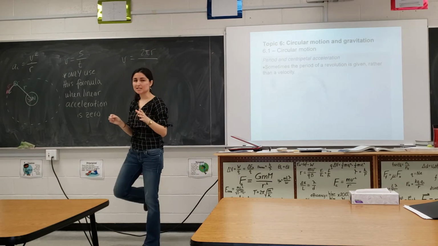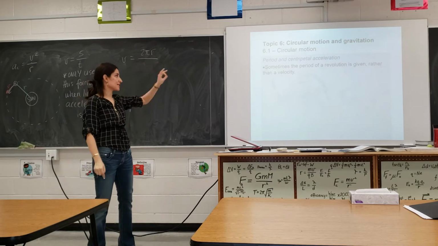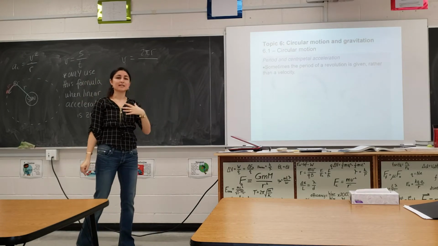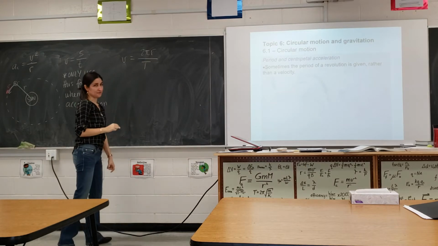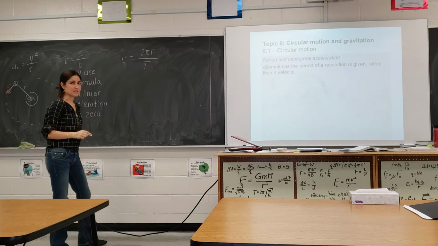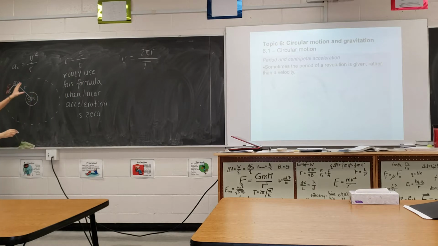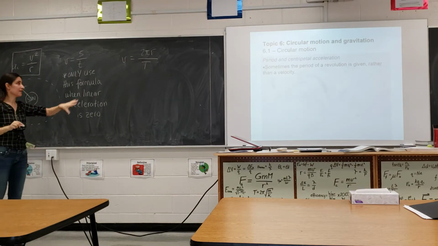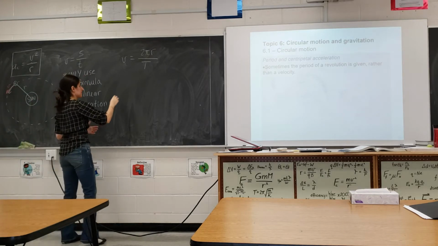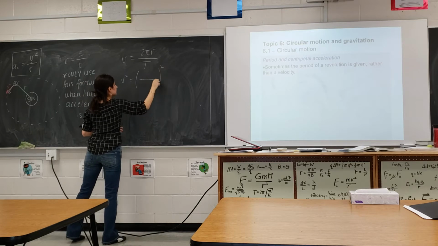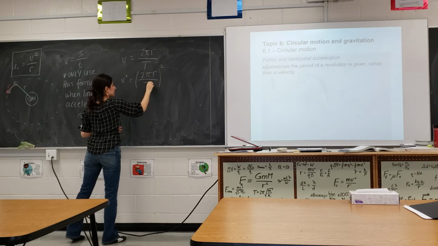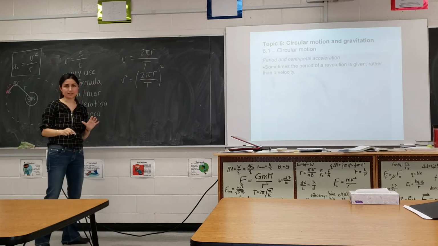And the time it takes for you to complete one revolution, we gave the definition on the earlier slide. It's called period, capital T. So v is 2 pi r over T. Now, in the equation for centripetal acceleration, I have v squared divided by r. So let's square this and see what happens. So v squared is 2 pi r over T all squared.